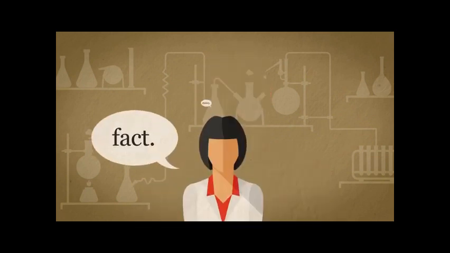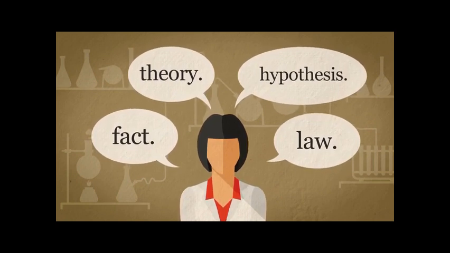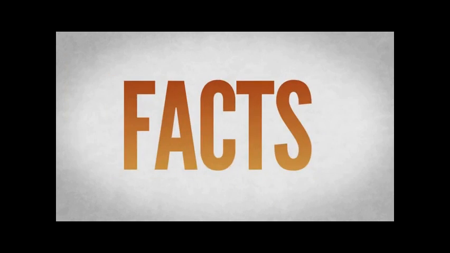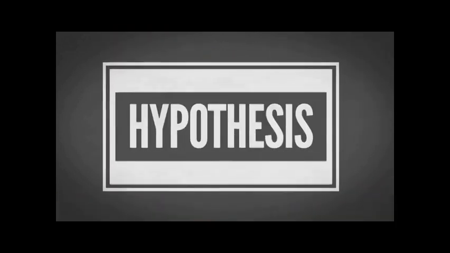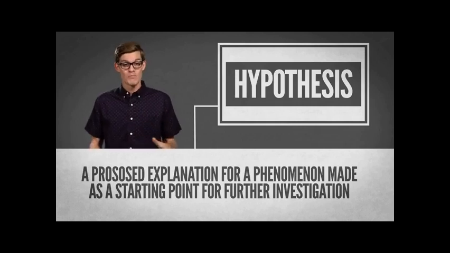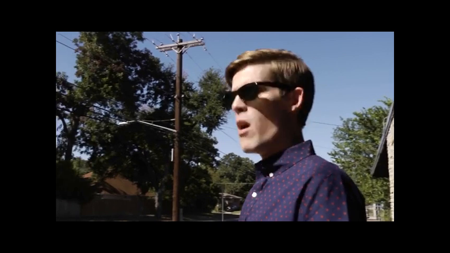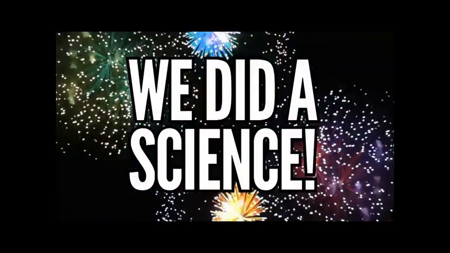Words like fact, theory, hypothesis, and law mean something totally different to a scientist than the way they're used in everyday speech. So let's get them straight. Facts are really just observations about the world around us. And we observe things every day, like that it's bright outside when I look out the window. And we often develop explanations for those observations, like, okay, the sun is probably up. Congrats! We just developed a hypothesis. But a hypothesis isn't something you prove. It's something you test. So, let's walk outside. It's bright, the sun is up, hypothesis confirmed. Way to go! We did a science.